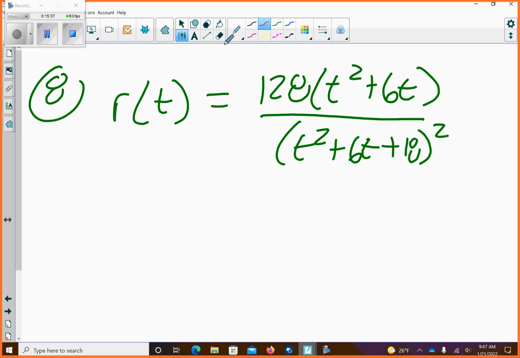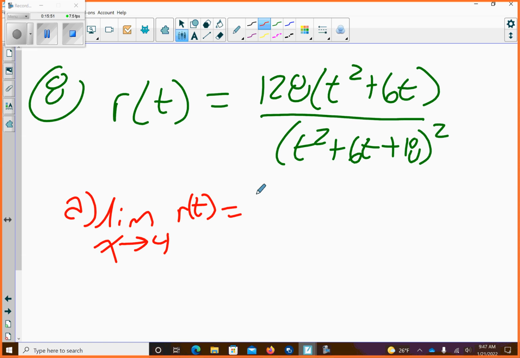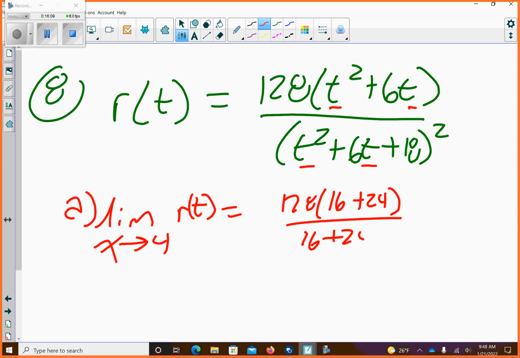All right, so if we wanted to find for A the limit as t goes to 4 of R(t), which is our equation, we might be able to directly plug that in and see what happens. So I would plug 4 into all these t's. I'm going to get 128 times 4 squared, 16, plus 24, over 16 plus 24 plus 18 quantity squared.